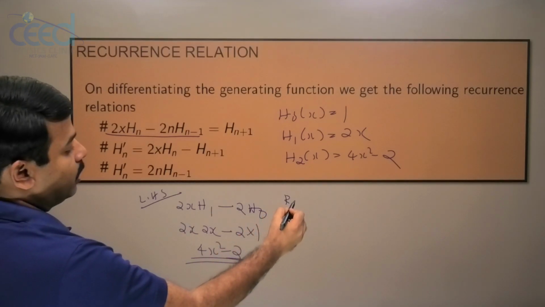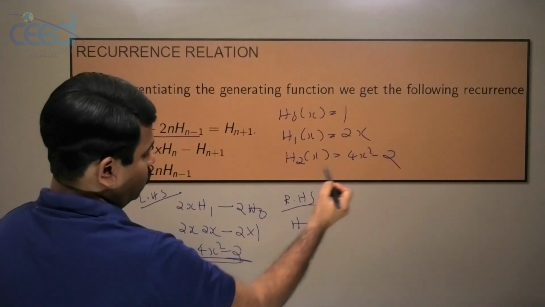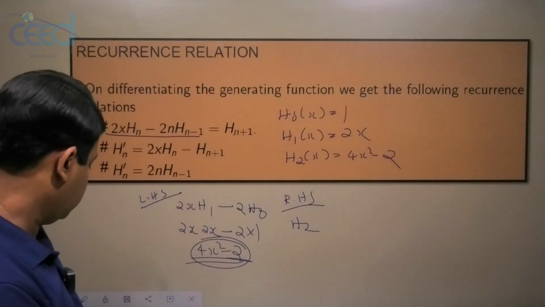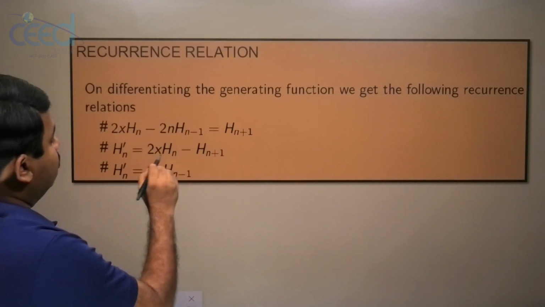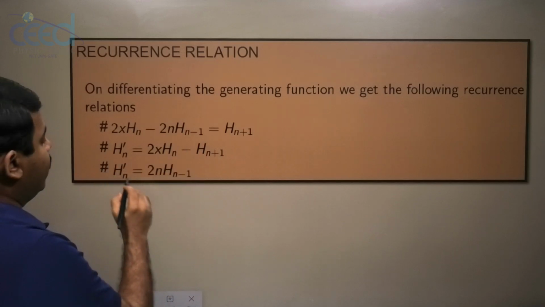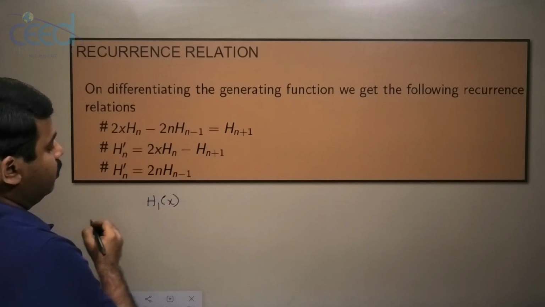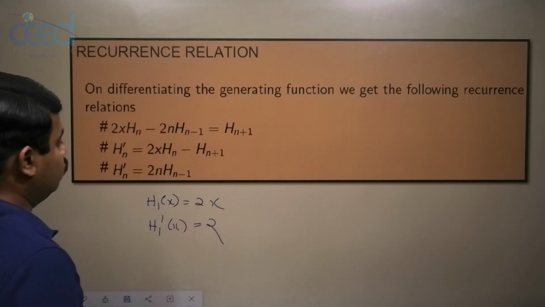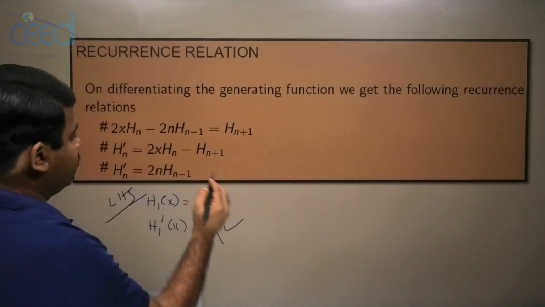Now what is RHS? N is equal to 1 is h2. h2 value is 4x square minus 2. That only we are getting here. So this equation is valid. Now next here, put n is equal to 1 on either side. See, h1 of x is 2x. Then h1 dash of x is 2. Then LHS I calculate. Now RHS.